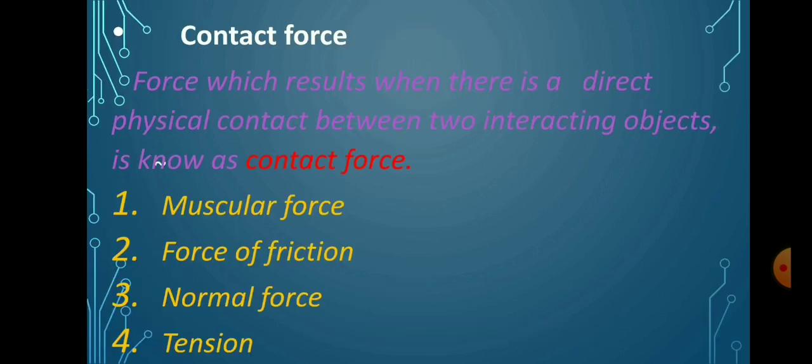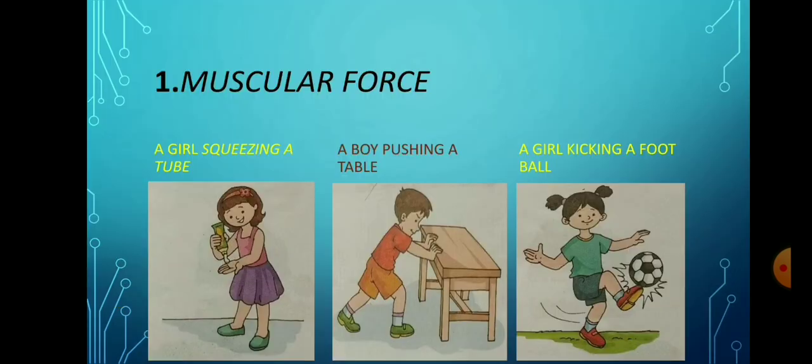Contact force means the force which results when there is a direct physical contact between two interacting objects. The first one is muscular force, the second is force of friction, the third is normal force, and the fourth is tension. These are contact forces. Now we are going to learn about the first force, muscular force.